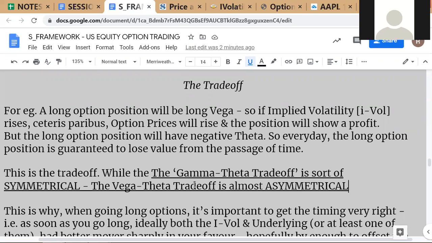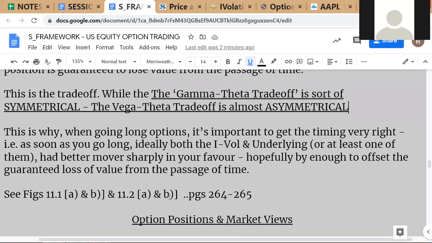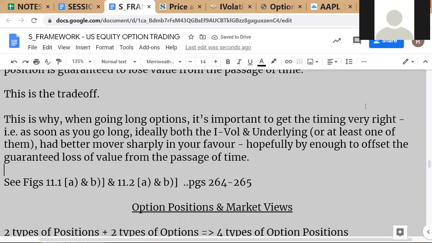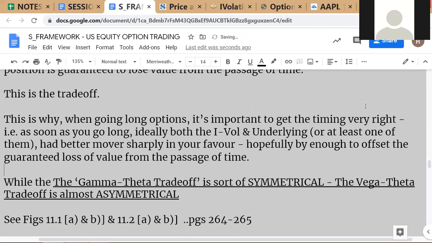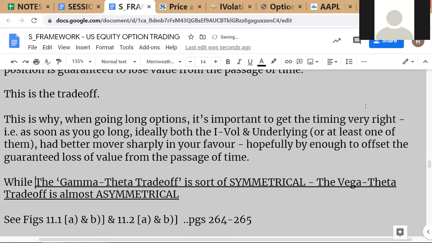In the case of the Vega theta trade-off, let me mention this here. So this discussion on gamma theta trade-off and Vega theta trade-off has actually been a little longer than I should have made it, because we are running short of time in terms of getting you ready for the project. But it's a slightly theoretical discussion. So let's talk about why this is asymmetrical.